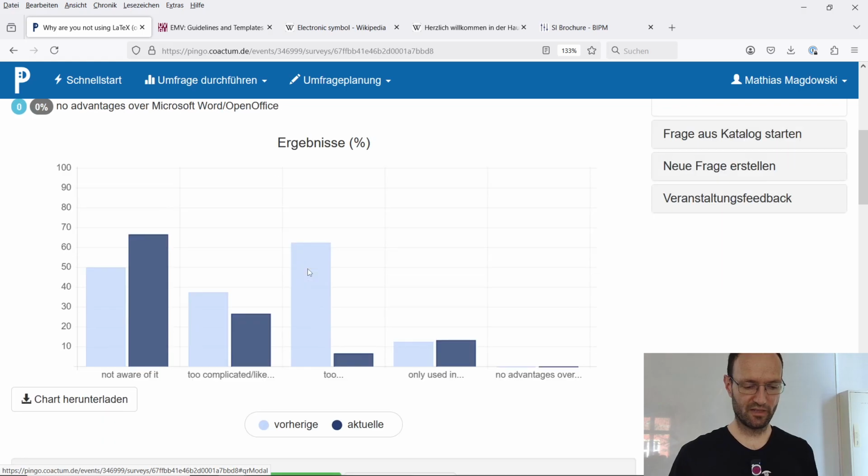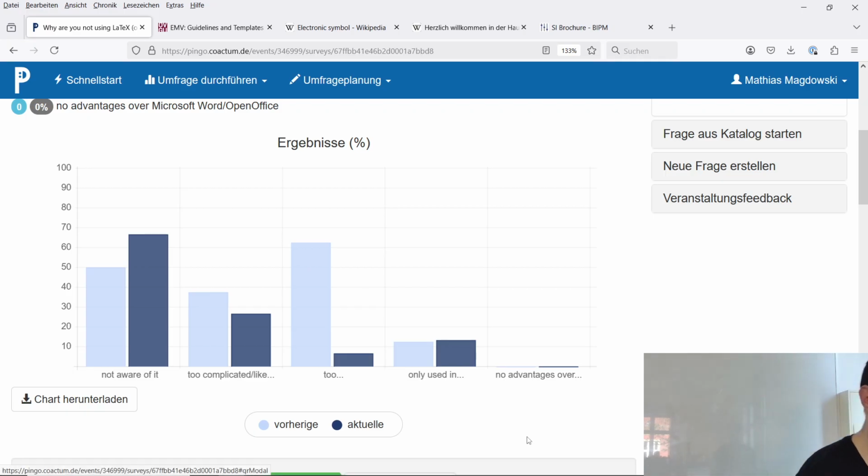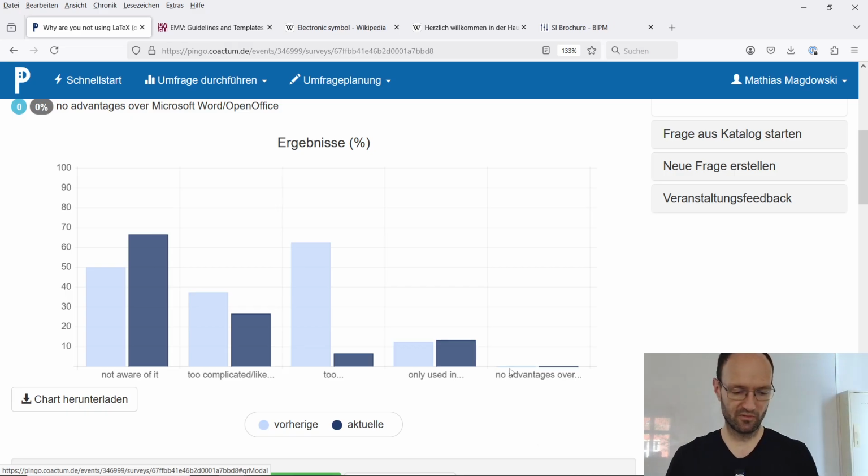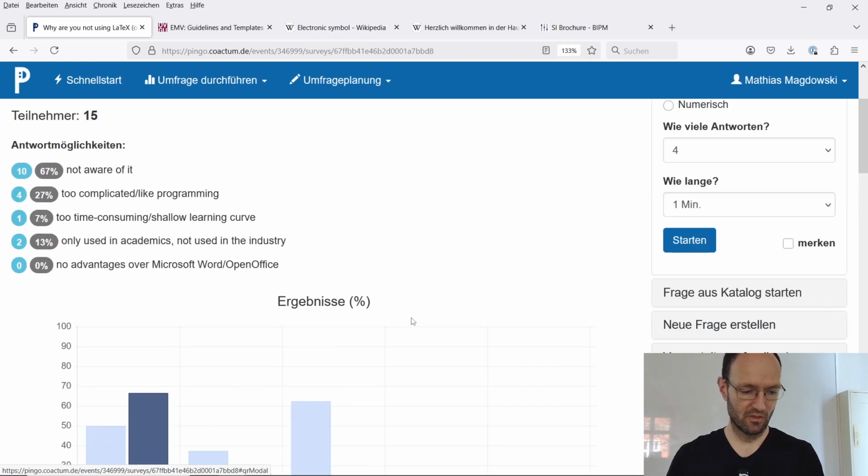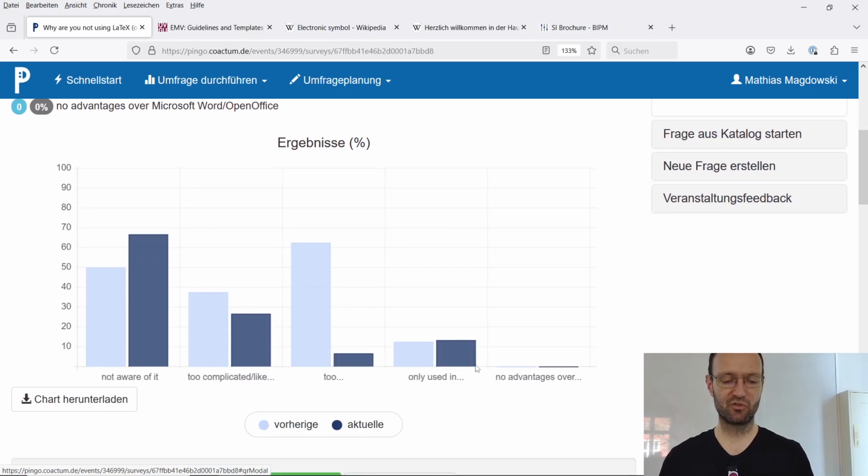Okay, so that's the result. And most people say, I was just not aware of it. And some people say it's too complicated and too much like programming. And unfortunately, the label here is not nicely shown. What is the other? Too time consuming, too shallow learning curve. Yeah, maybe. And it's only used in academics, not in the industry.